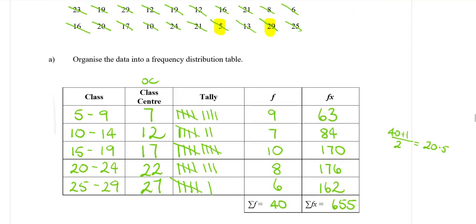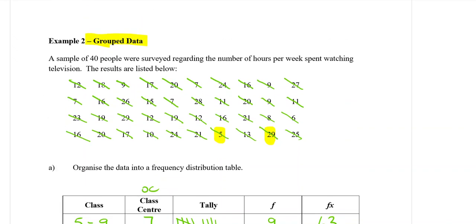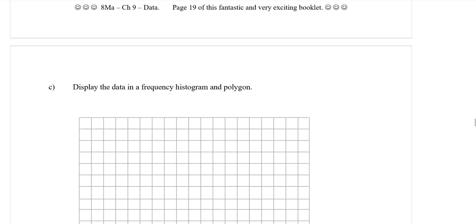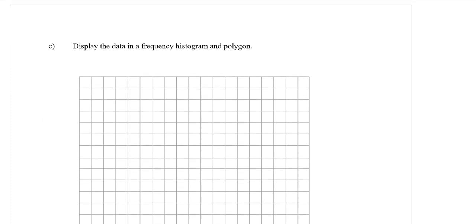So let's have a look, what was this information about? This is a sample of 40 people who were surveyed regarding the number of hours per week they spent watching television. These were the results. Okay, so what are we going to make the title? Hours spent watching TV.